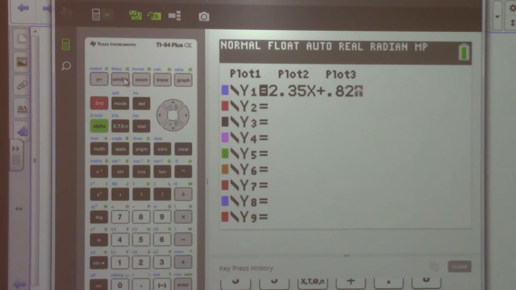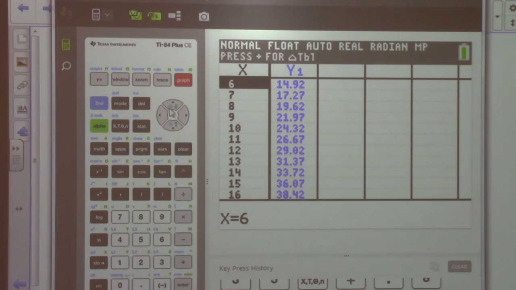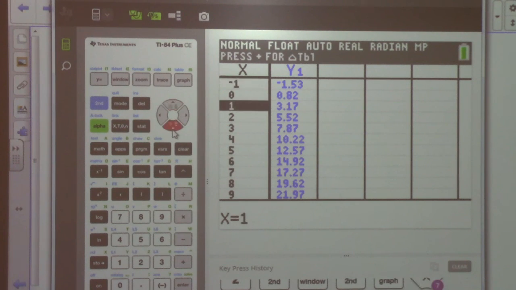I'm going to go to table set, yeah, table set 1. So we could go and find it out, right? Does that work out? Okay, 1 was 3, right? That's close.